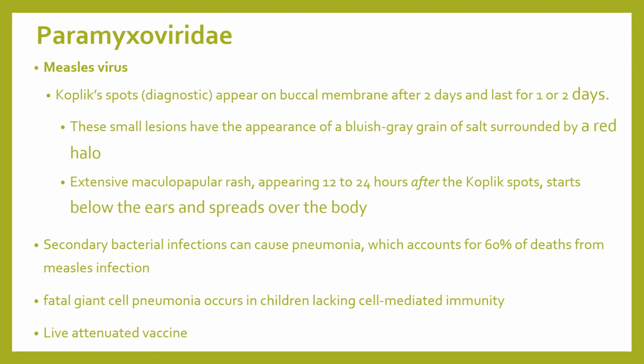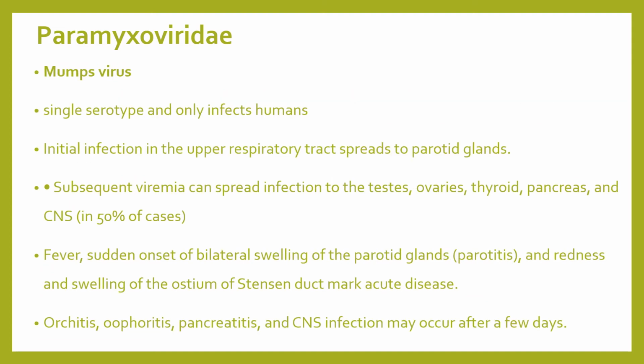Fortunately, we have a vaccine against measles. It is a live attenuated vaccine given at 9 months. The measles vaccine is also given at 1 year old with your MR or MMR, and another dose would be your second dose of MR or MMR. So let's talk about your mumps virus.